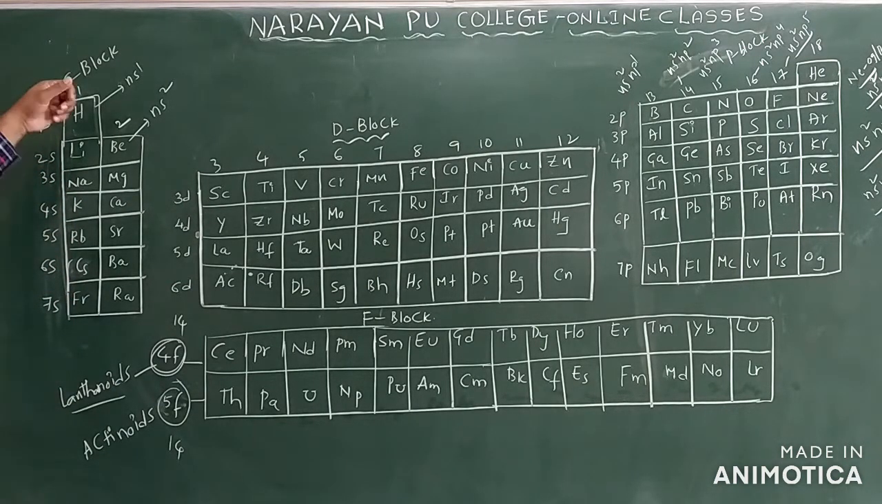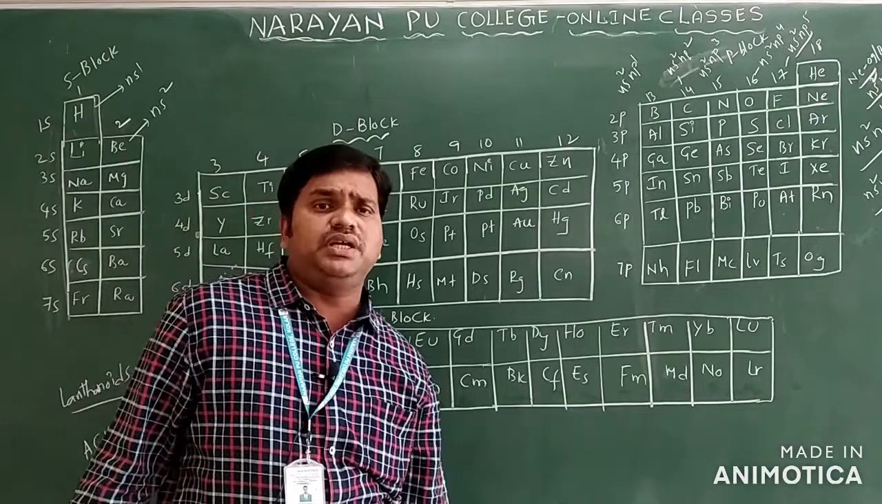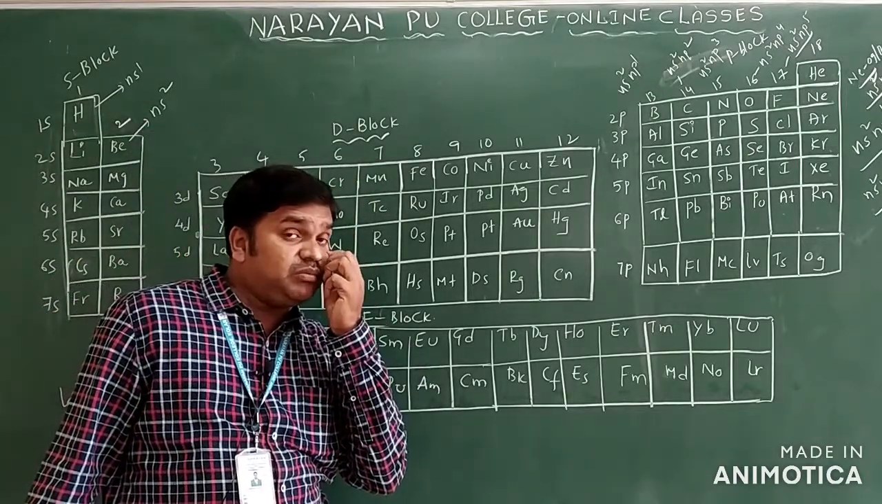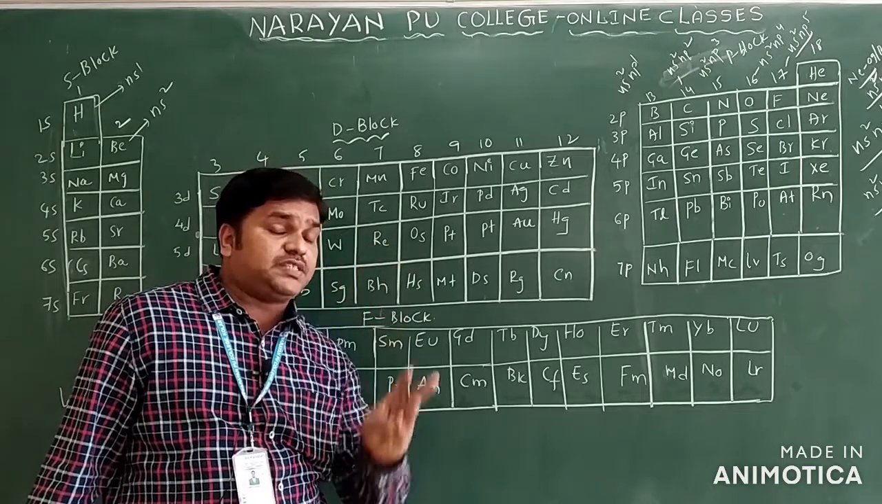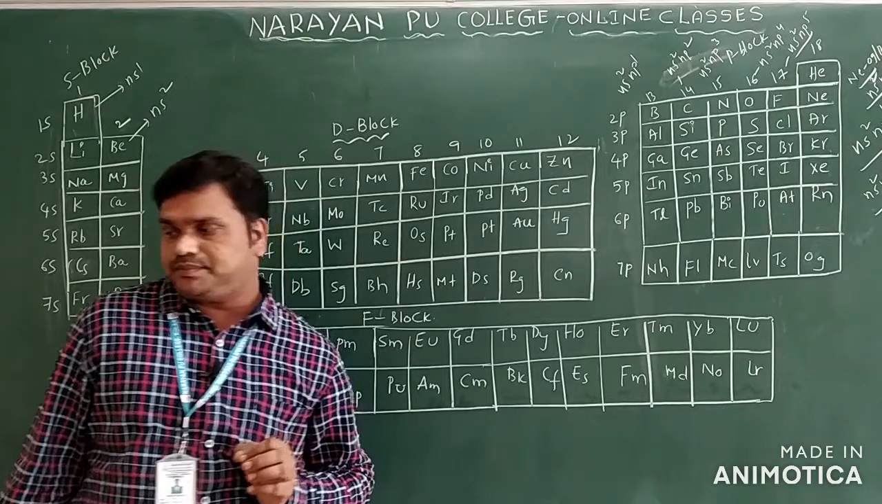You see the first period we have 2 elements. Second period we have how many elements? 8 is there. Like that you can see 8, 18, 18, and 32 elements are there. We'll identify how to find out this number of elements in each period. So this is regarding the classification of the periodic table into how many blocks? 4 blocks only. Those are S block, P block, D block, and what? F block elements only.